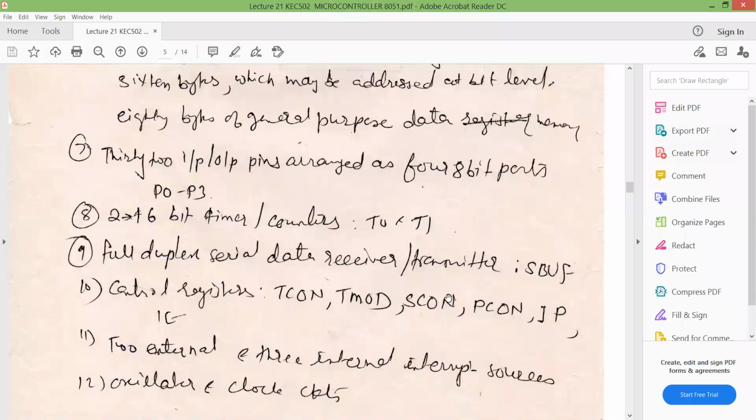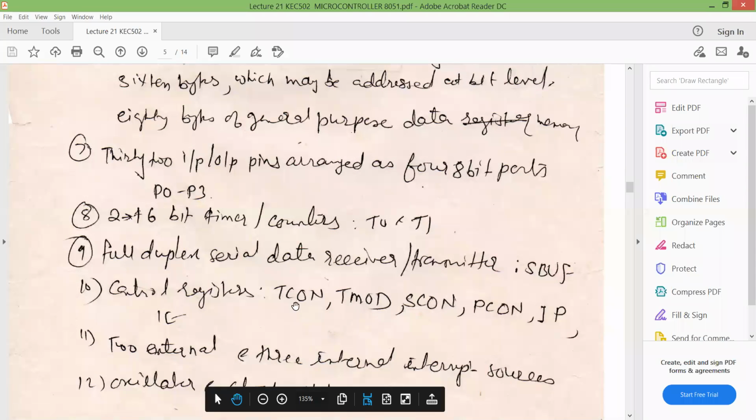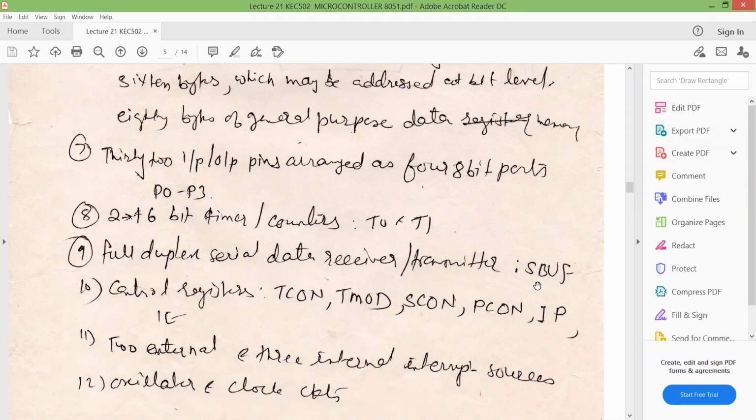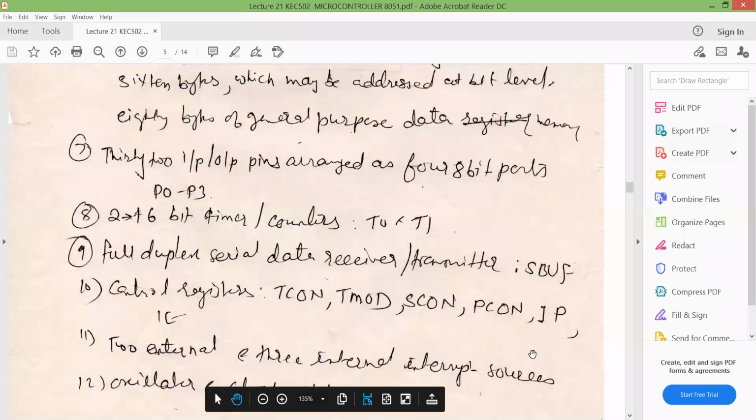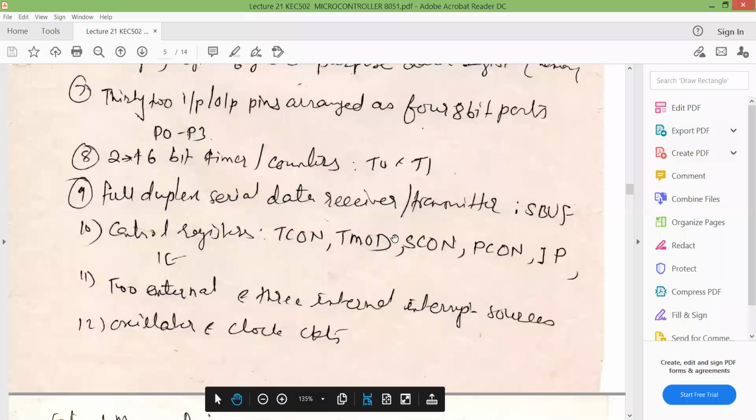What are these special registers doing? These special registers are for specific applications. Suppose if you have to work with serial communication, then you will be using SBUF, serial buffer, as a register. If you are using timer counters, then you can use TCON and TMOD registers. SCON is used with serial communication. TCON is for power control. IP and IE registers are for interrupt controls. So these are called special function registers.